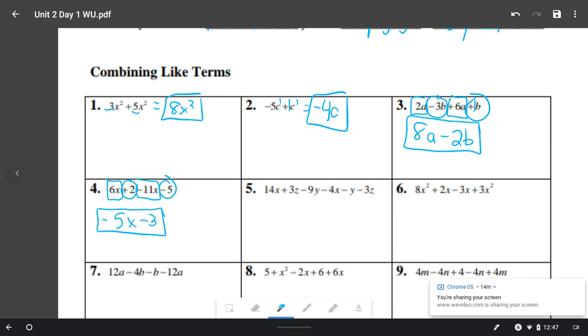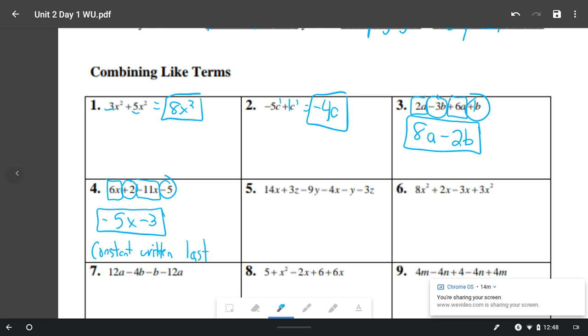If we think about the rule of alphabetical, the x comes first because that's the first in the alphabet. And this minus 3 that's on the end doesn't have a letter, so you always write that last. So the constants are always last. So make sure we know that when we're writing our answer. We always write our constants last.